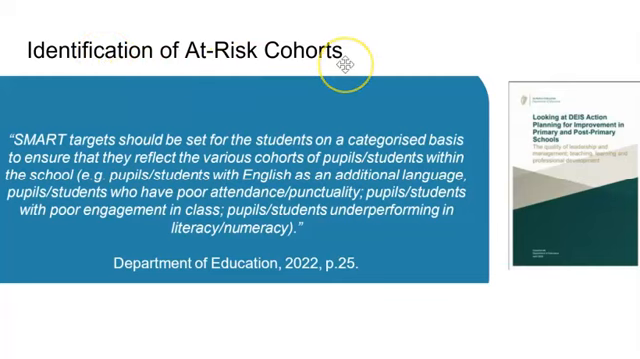Identification of at-risk cohorts. SMART targets should be set for the students on a categorized basis to ensure that they reflect the various cohorts of pupils, students within the school. Example, pupils or students with English as an additional language. Pupils or students who have poor attendance punctuality. Pupils or students with poor engagement in class. Pupils or students underperforming in literacy or numeracy. Department of Education 2022.